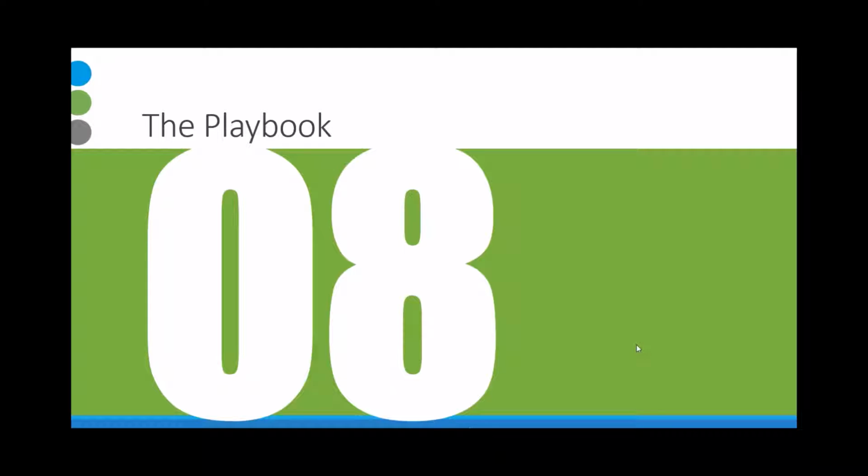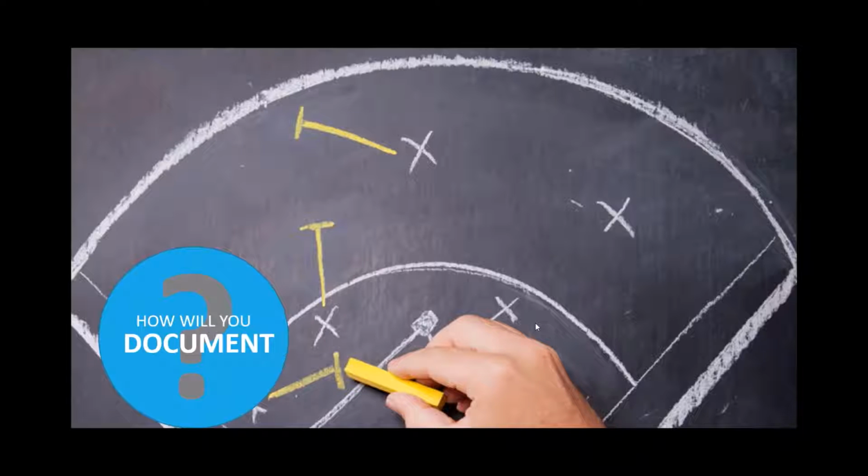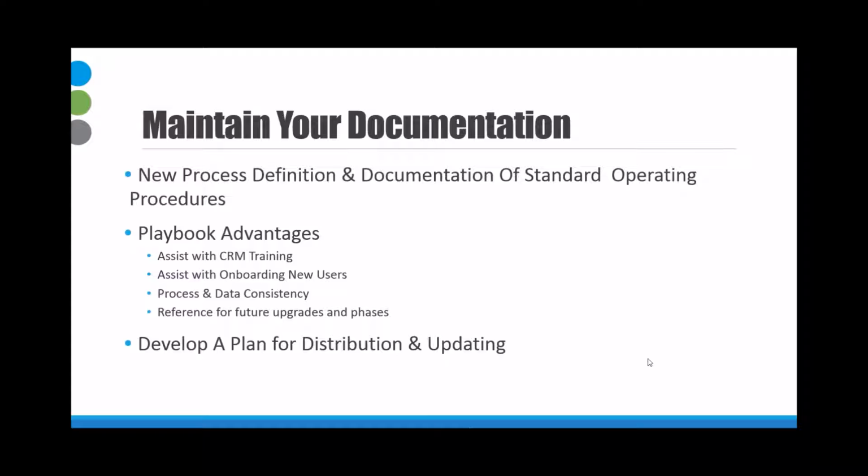Okay, step 8 is the playbook. This gets into the documentation of your processes. With any CRM system, you're most likely going to define new ways of doing processes or activities within your organization. These new processes should be documented, as it keeps your team on the same page.